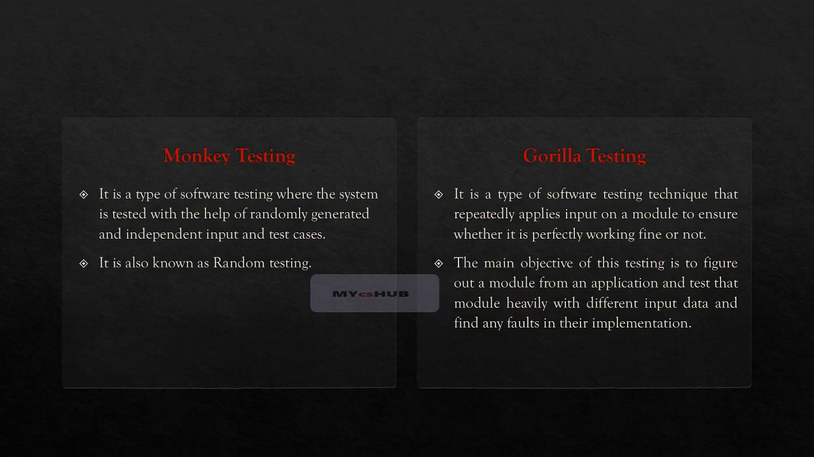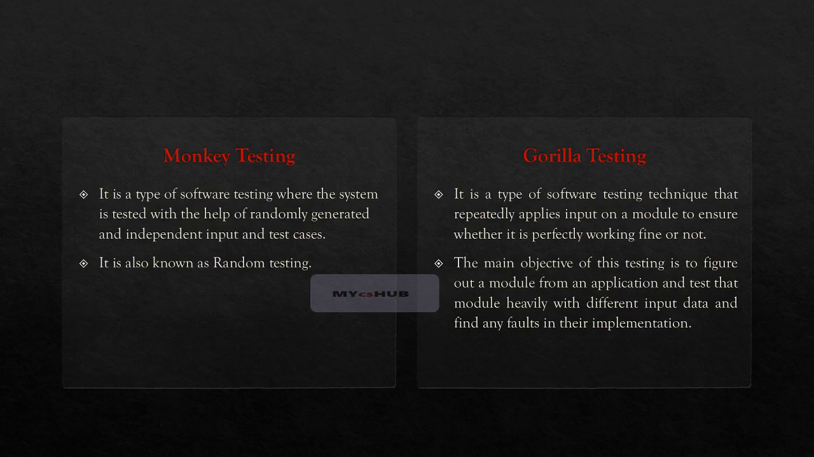Next is gorilla testing. It is a type of software testing technique that repeatedly applies input on a module to ensure whether it is perfectly fine or not. Gorilla testing states that a module is picked by a QA engineer and it is heavily tested with particular input to validate whether it is working fine.